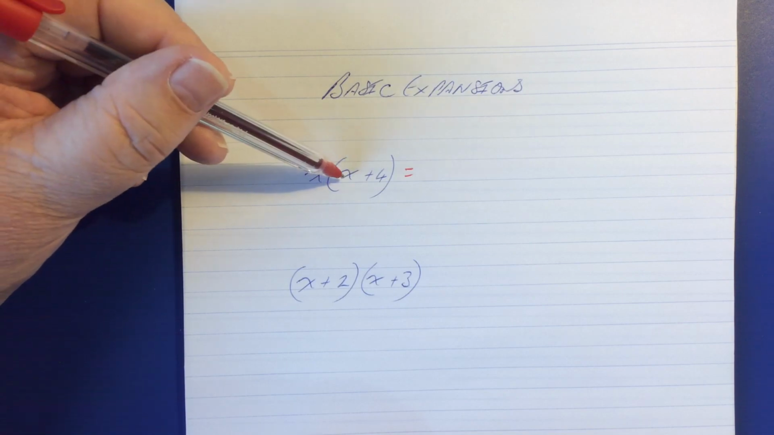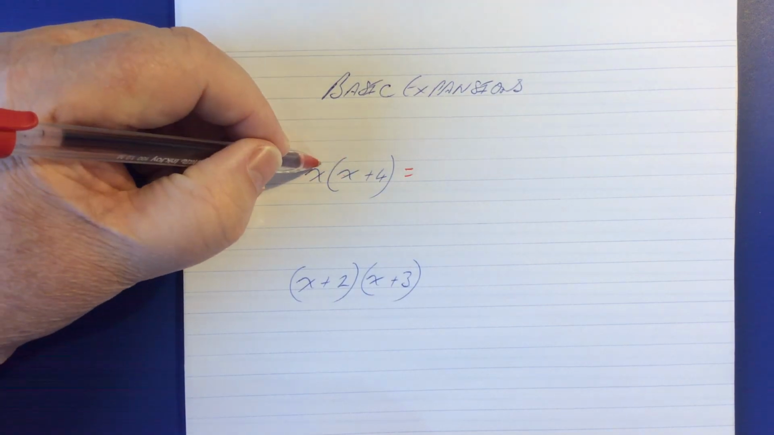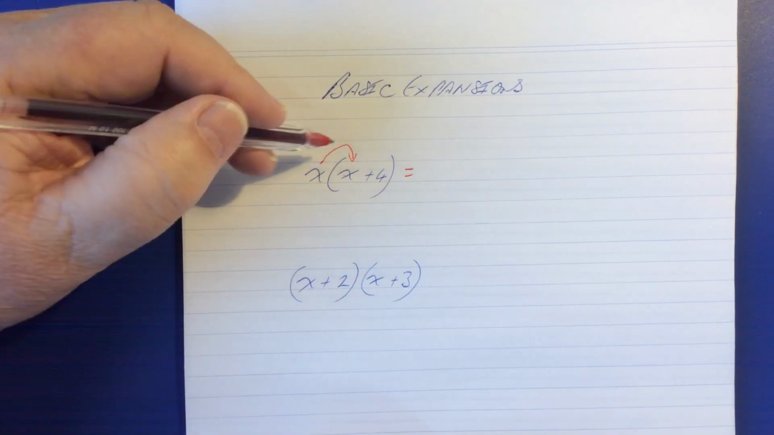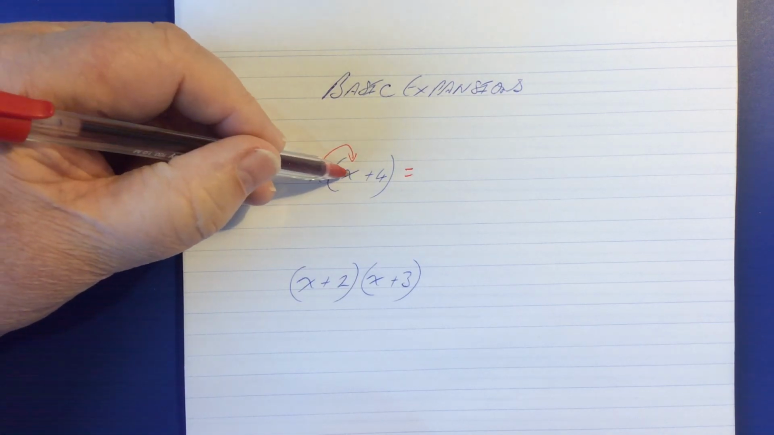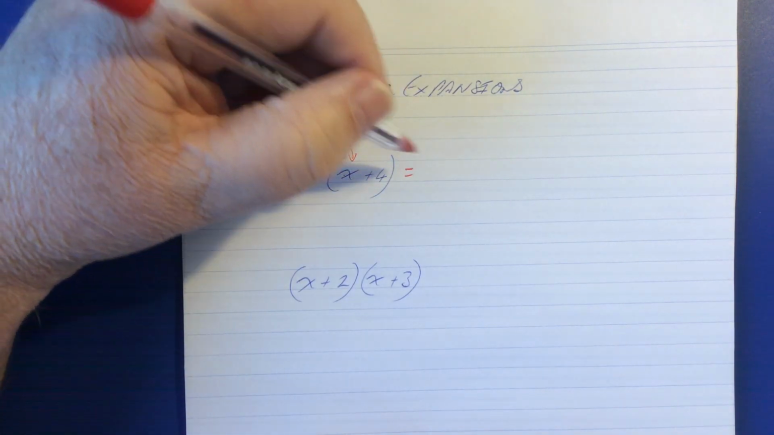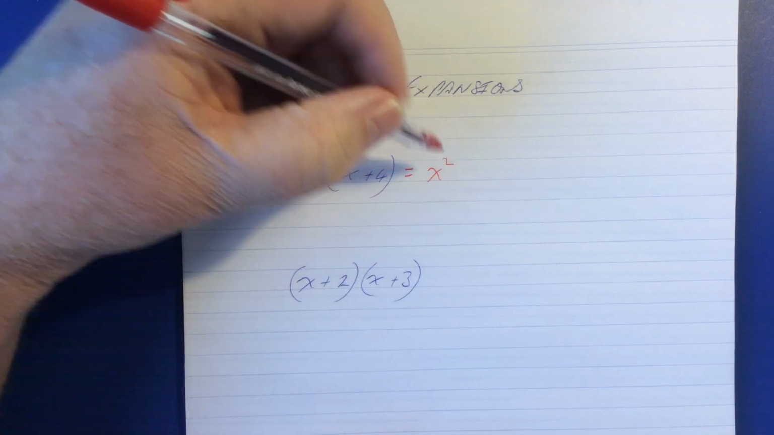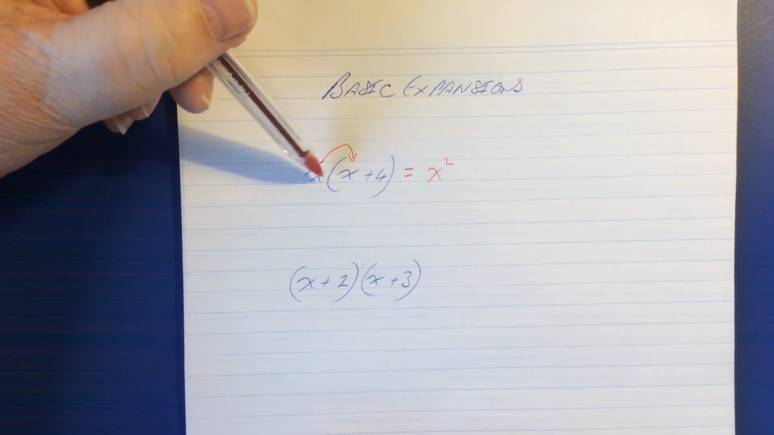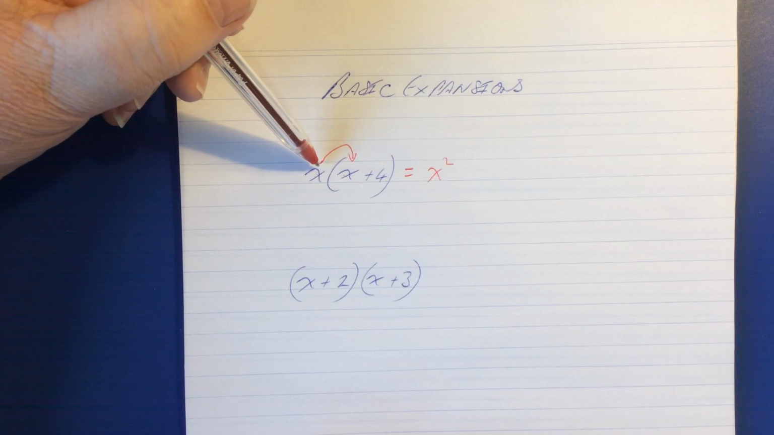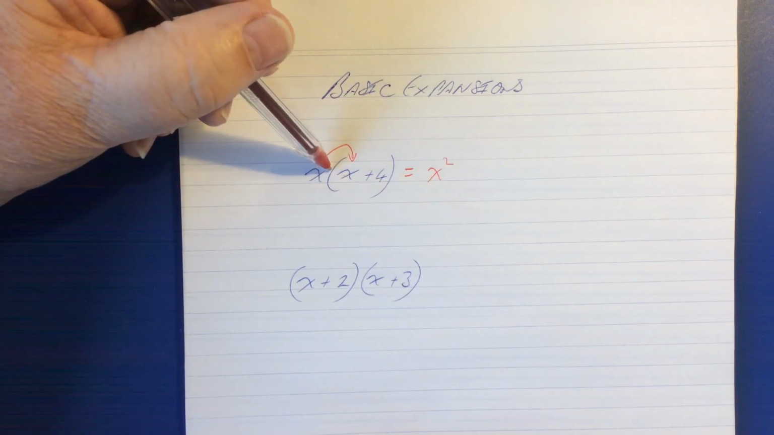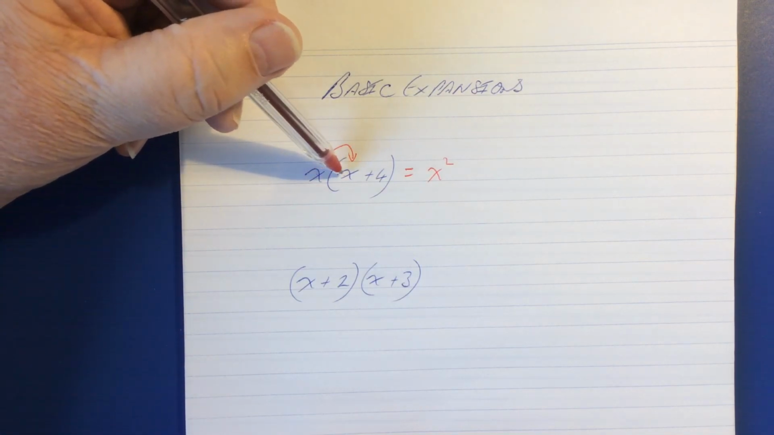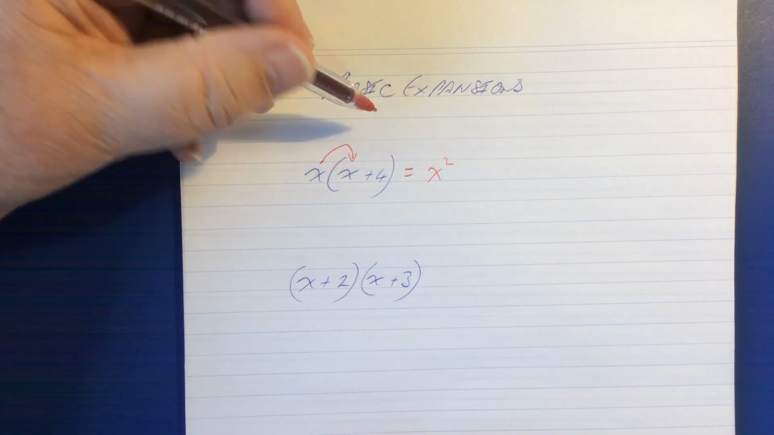And x times x, which is what we do, you can draw a line with a little arrow pointing to that. We're going to multiply that by that. That is equal to x squared, not 2x, but x squared, x times x. And given that this is up against this bracket, it means that we have to multiply everything in this bracket.